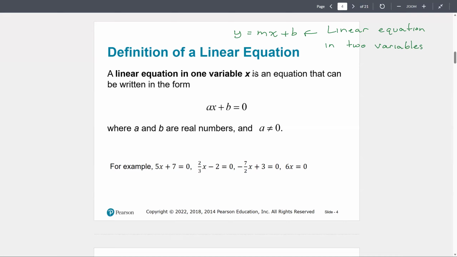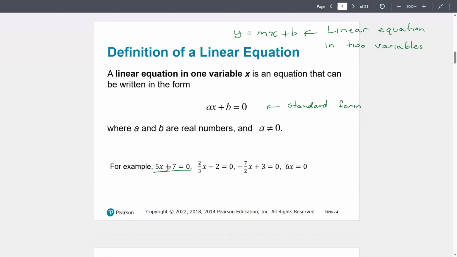So a linear equation of one variable x can be written in the form ax plus b equals 0. We usually call this standard form, where a and b are real numbers and a cannot be 0, because if it is, then we're just saying b is equal to 0, which is not much for us.